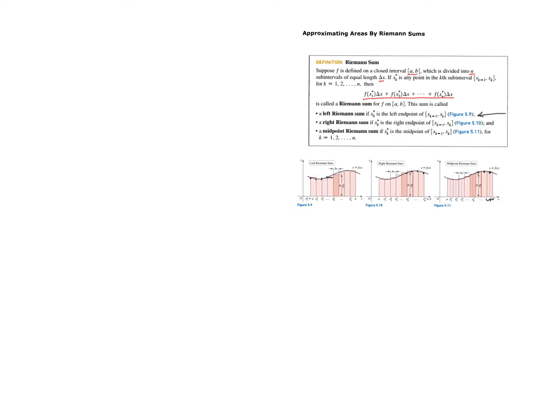So let's call this, we know that a is x sub 0, 1, 2, 3, and 4. And so our left-hand Riemann sum is going to be the function value at x sub 0 times delta x. And then the second rectangle has a height of f of x sub 1. And then all the way up to f of x sub 3 delta x, because that's the height of the last rectangle. Now think about that for a second.